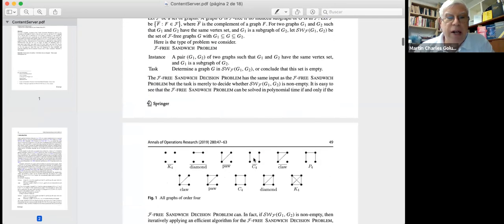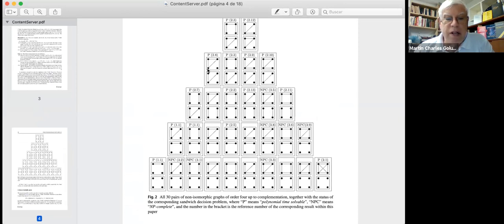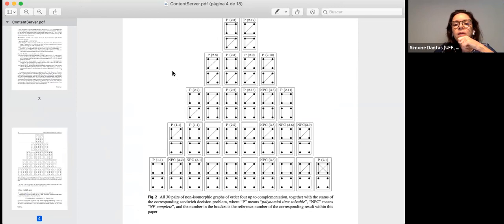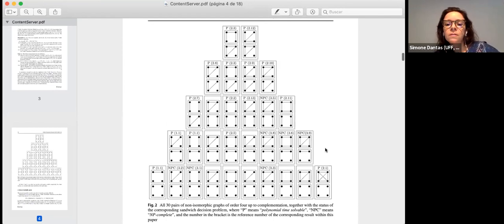buffet of possibilities. May I try to share again, Marty? Okay, you should be able to now. Ah, there we go. Yes, this is the paper. Okay, so what are we seeing here? This figure summarizes the results, and these are the classes. We don't have the header here. So they are the open problems. As you can see, there are many problems without classification.